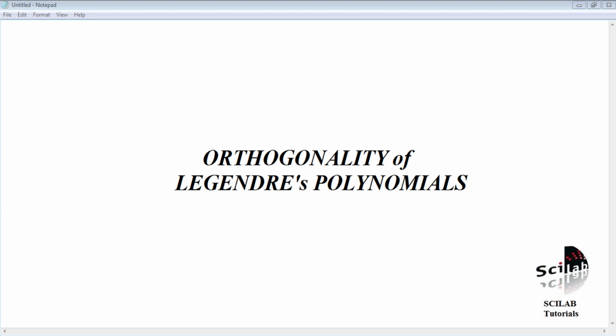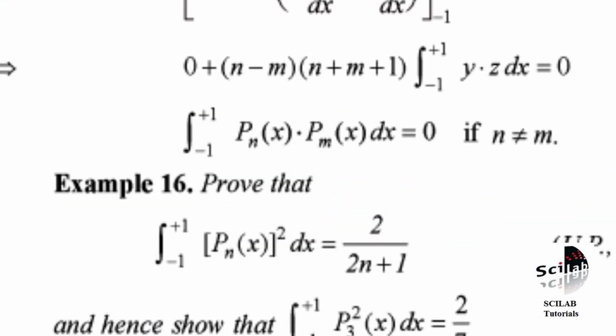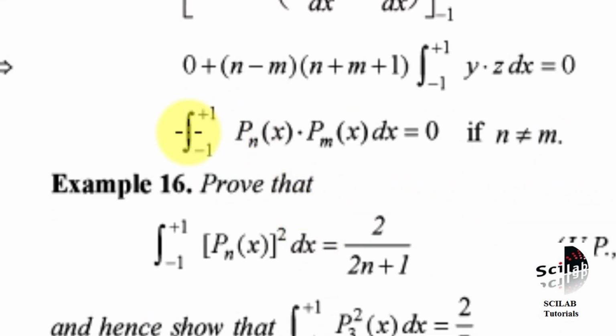Hello everyone, today we are going to discuss the orthogonality of Legendre polynomial. So what is the orthogonality of Legendre polynomial? We can see there is an expression: integral from -1 to 1 of Pn Pm dx is equal to 0 when n is not equal to m, and this expression will become integral from -1 to 1 of Pn whole square dx is equal to 2 by 2n plus 1 when n is equal to m.